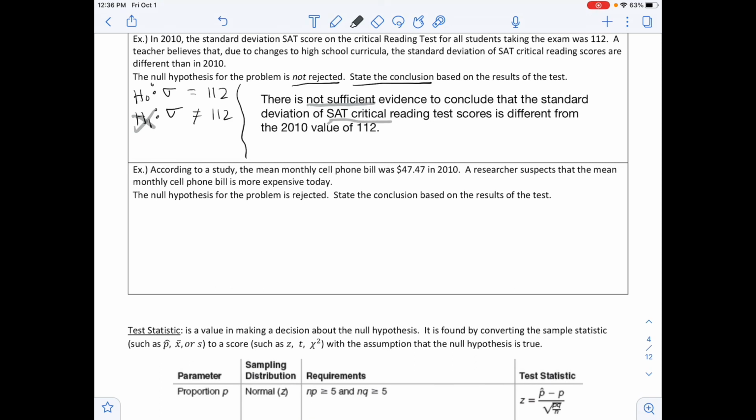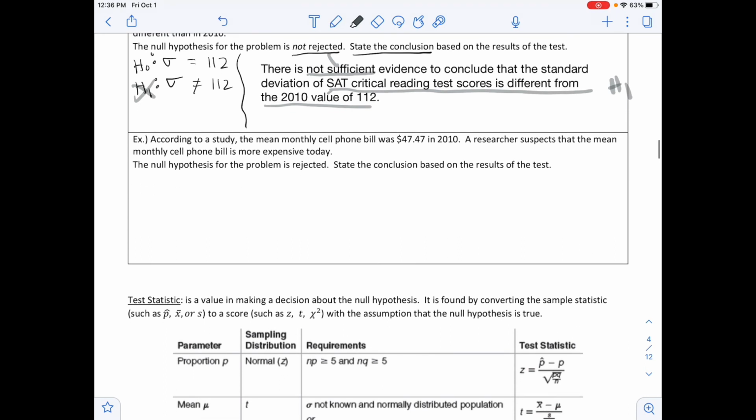And so again, not sufficient is because we did not reject our null. And then again, you always discuss your H1, which is what we have underlined over here, when you are writing your conclusions. So we have one more to look at.